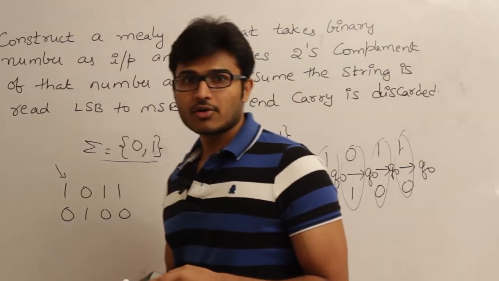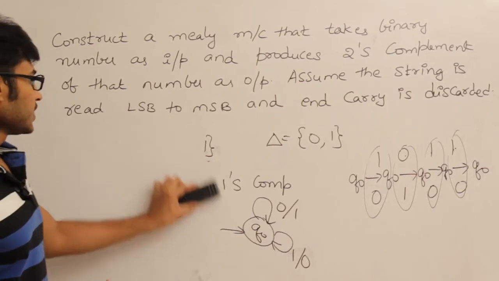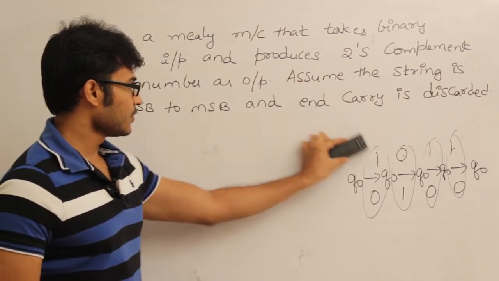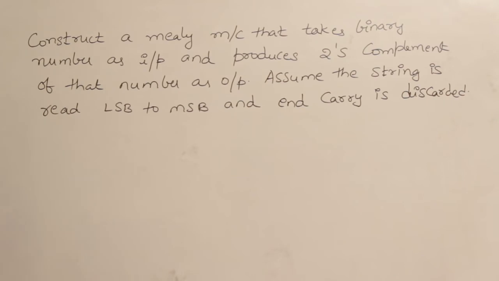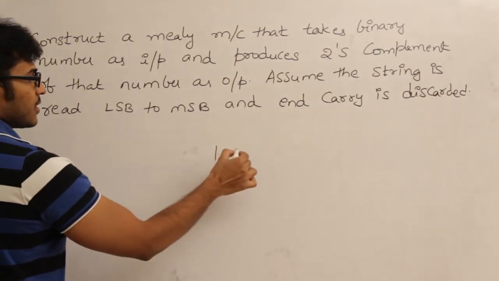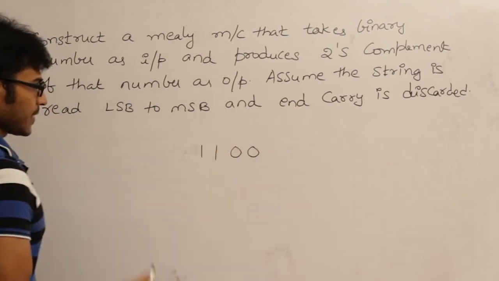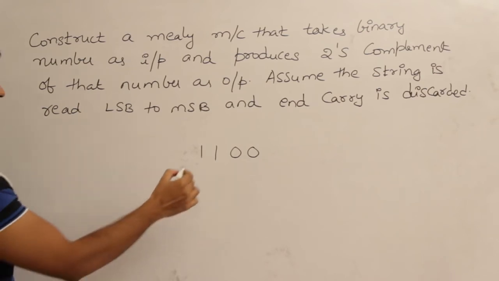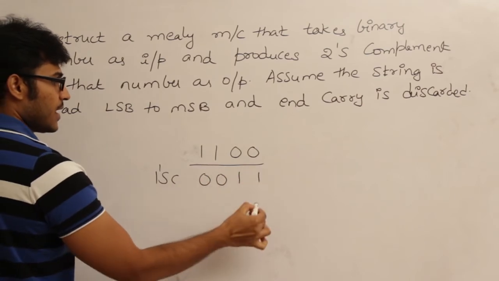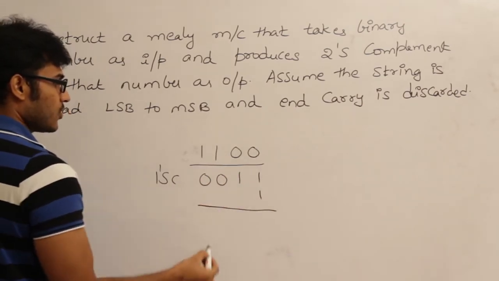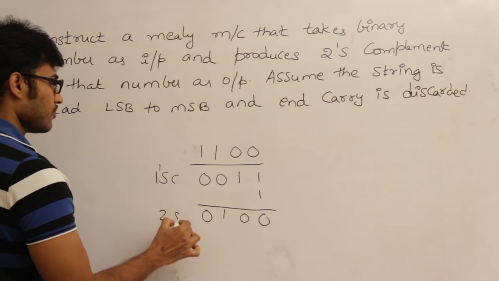Whenever you see a 0 you are going to print 1, and whenever you see a 1 you are going to print 0. But 2's complement is not that easy, so let us talk about 2's complement first. Let us say I have a number 1 1 0 0. I want to find the 2's complement. How to find the 2's complement of this? First you find the 1's complement, which is 0 0 1 1, and then you add a 1. Then what do I get? 0 1 0 0. This is the 2's complement.